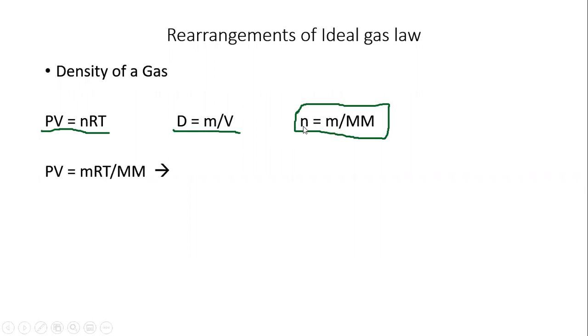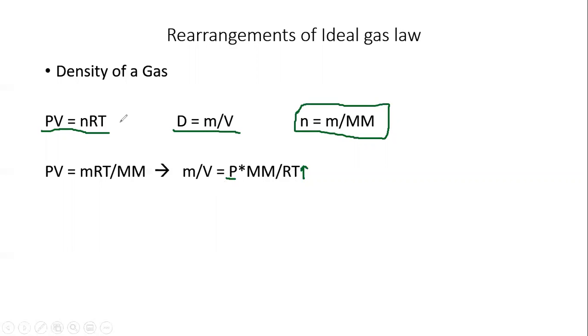So all I've done here is I've taken the n, which is moles, and replaced it with mass over molar mass, and we see that the density is equal to the pressure times the molar mass divided by RT. And so if you increase the pressure of your gas, you're going to increase its density. If you increase the temperature of your gas, you're going to decrease the density. So density for a gas is inversely related to the temperature and directly related to the pressure. So if you increase pressure, you increase the density of your gas. If you increase temperature, you decrease the density of your gas.